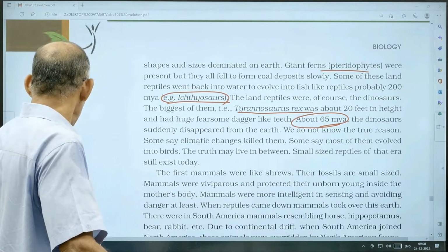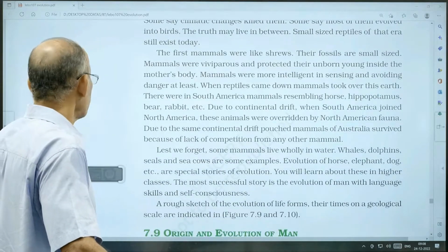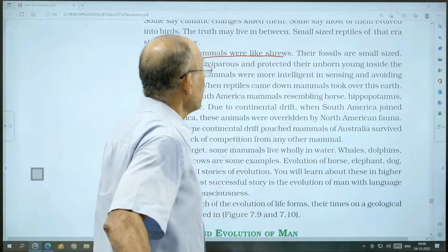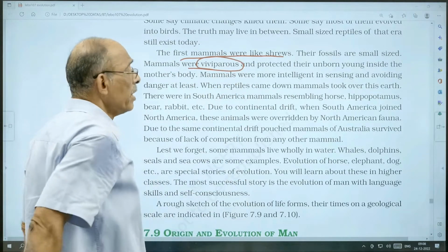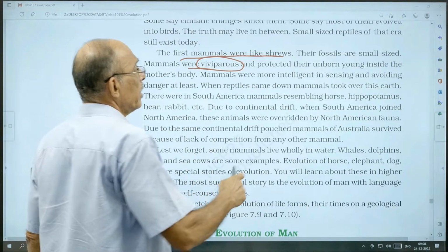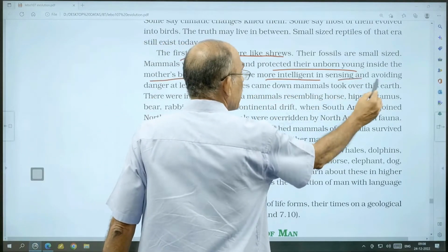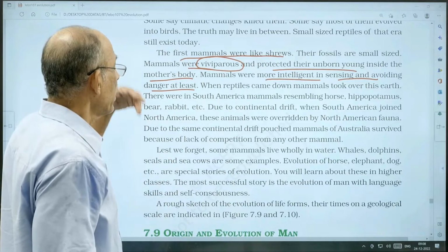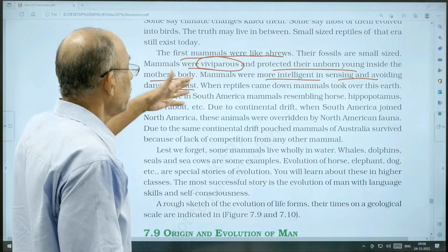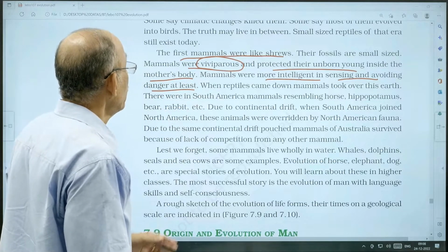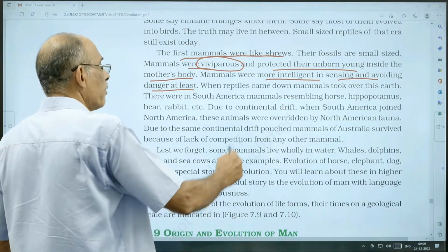When the reptile population diminished, mammals began to appear. The first mammals were shrews, and mammals had some modifications. They were viviparous, giving birth to young ones, so the young ones are protected inside the mother's body. Second, they are more intelligent, sensing and avoiding danger. So their number slowly increased, and later on the mammals became the dominant organisms on the surface of Earth.